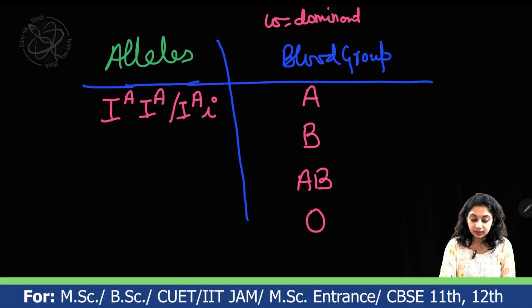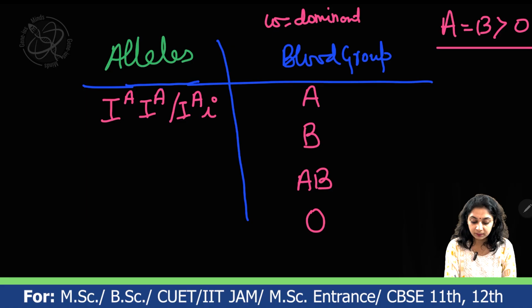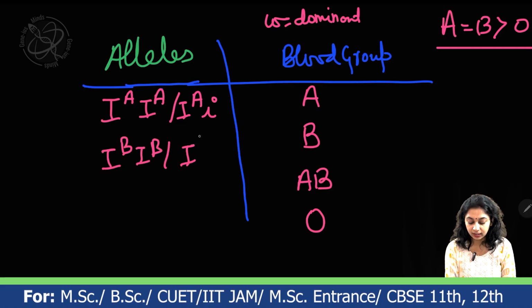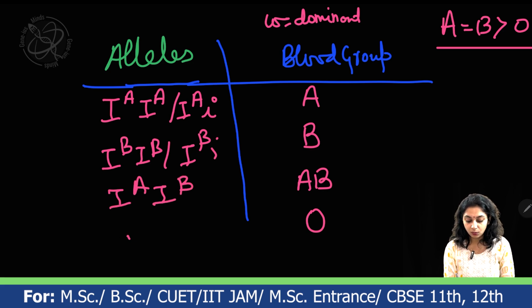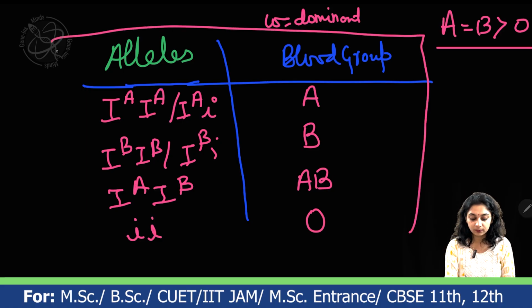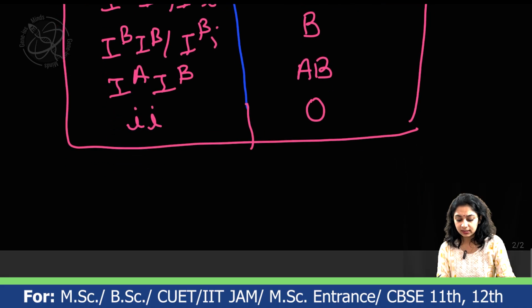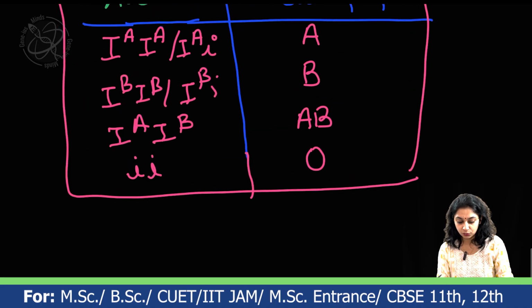The dominance pattern in this case is that both A and B are dominant over the O blood group. That's why IA is dominant. Now when we talk about the B blood group, the alleles are IB IB. AB, since it is codominant, is IA IB. O is represented with small i, small i. So this is a very important table. If you are clear with this concept, you can perform any cross. Let us take one example and see how this plays an important role.